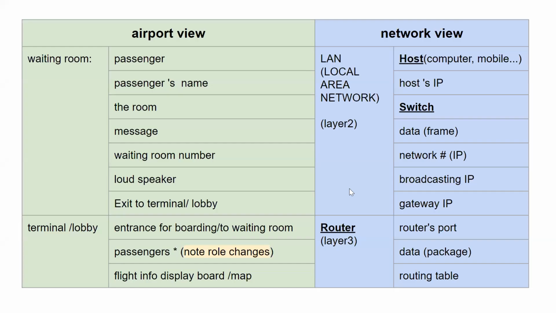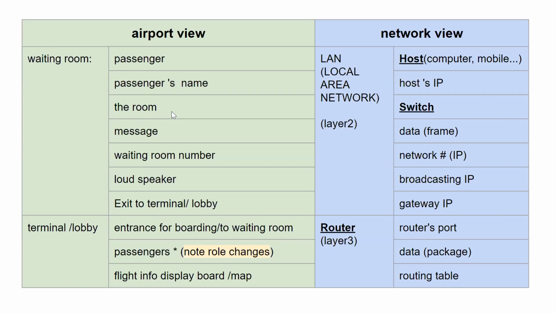So here is basically a table that's mapping out your vocab words. Let's pretend that in the waiting room, a passenger would be a host in the network view. And we would call the waiting room the LAN, or local area network. The passenger's name is just going to be the host's IP address. And again, it has to be unique, so each passenger has a different name.